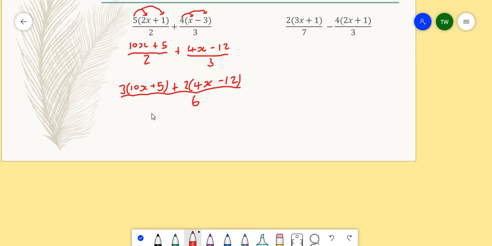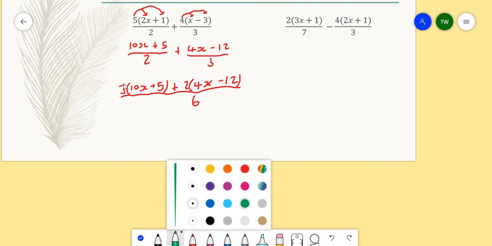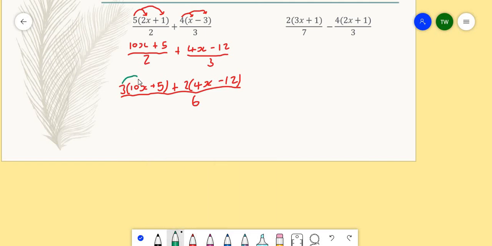At this stage again, we're going to apply the distributive property or law, which is to take whatever is outside of the bracket to multiply each term. So here, we're now going to take this 3 to multiply 10, and we're also going to take 3 to multiply positive 5. We're also going to take 2 here to multiply 4x, and we're also going to take 2 to multiply negative 12. Alright?